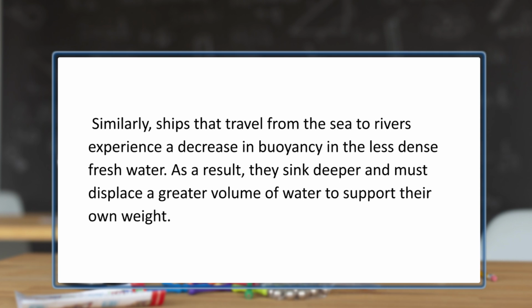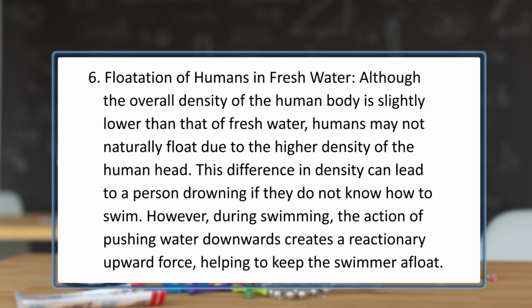Similarly, ships that travel from the sea to rivers experience a decrease in buoyancy in the less dense fresh water. As a result, they sink deeper and must displace a greater volume of water to support their own weight. 6. Flotation of humans in fresh water.